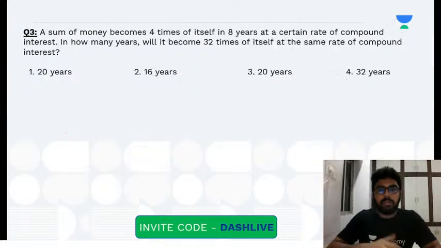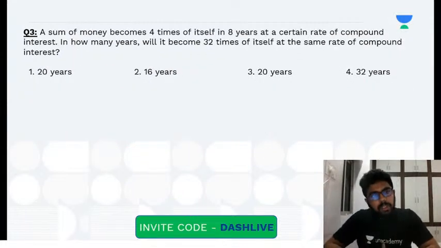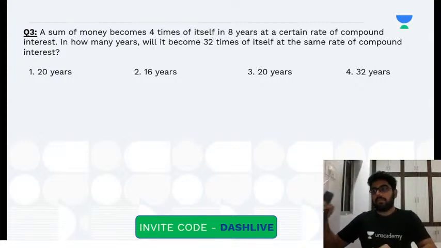Alright, let's move to the next one. Try this one. This is a question on compound interest. Take 30 seconds and see if you can answer this.